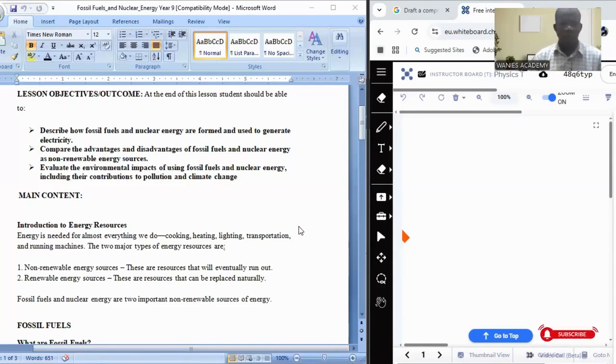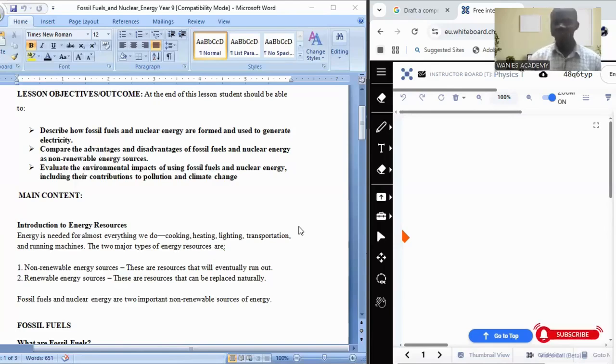Now, let's look at what we are looking at today, which is fossil fuel and nuclear energy. How do you classify them? Are they non-renewable or renewable? Who can answer the question?